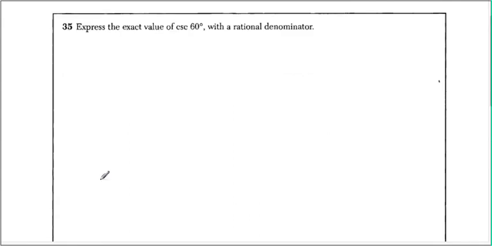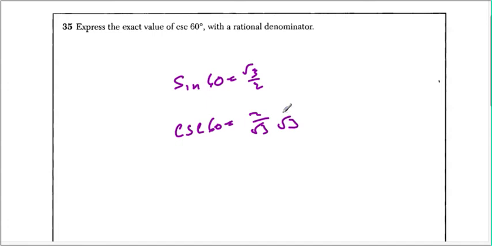Alright, cosecant. Cosecant, you know that you have sine of 60 is equal to radical 3 over 2. So cosecant of 60 is equal to 2 over radical 3. Rationalize the denominator, we get 2 radical 3 over 3.